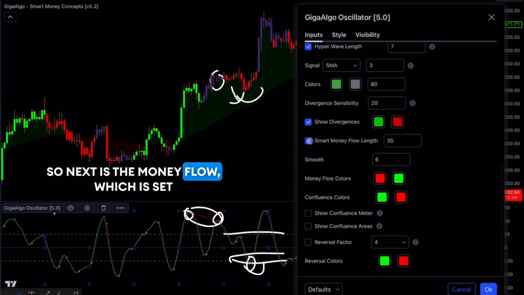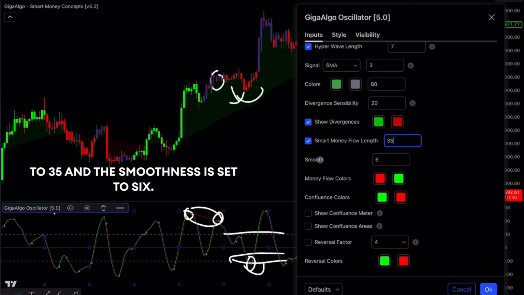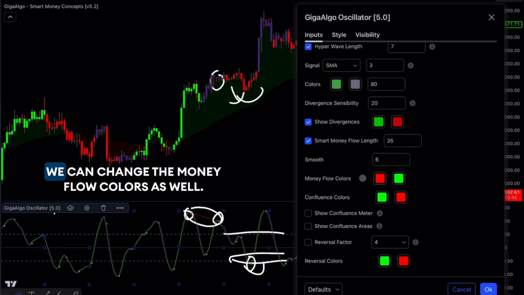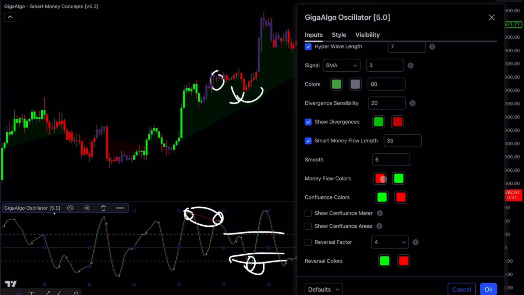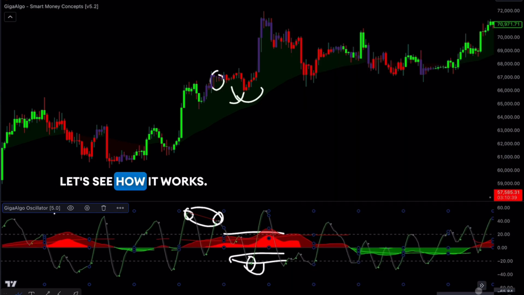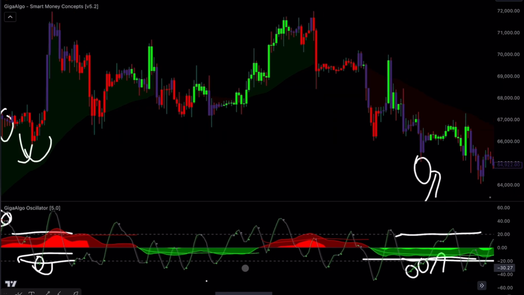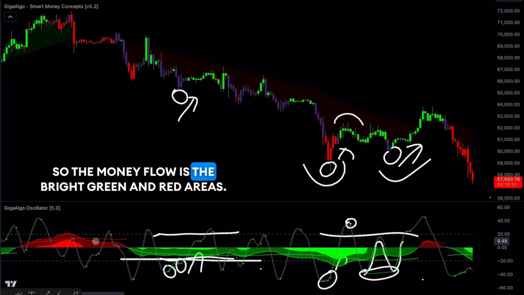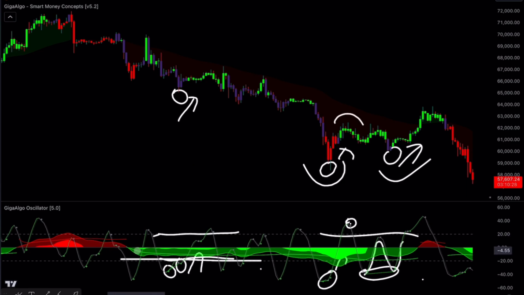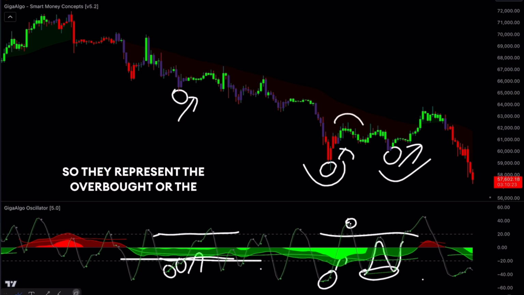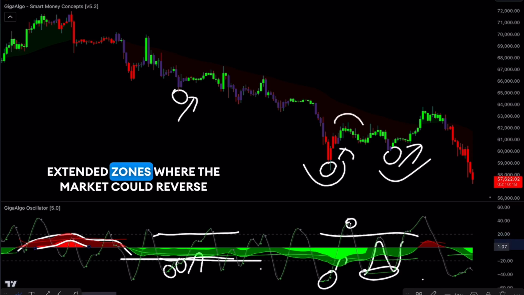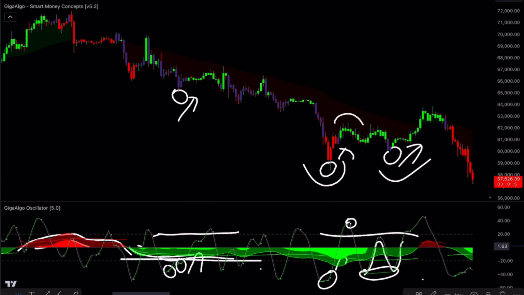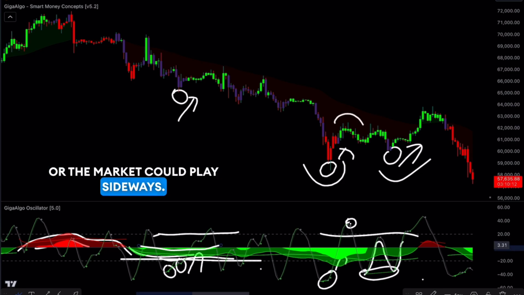So next is the money flow, which is set to 35. And the smoothness is set to 6. We can change the money flow colors as well, red and green. Let's see how it works. So the money flow is the bright green and red areas. So they represent the overbought or the extended zones where the market could reverse or the market could play sideways.